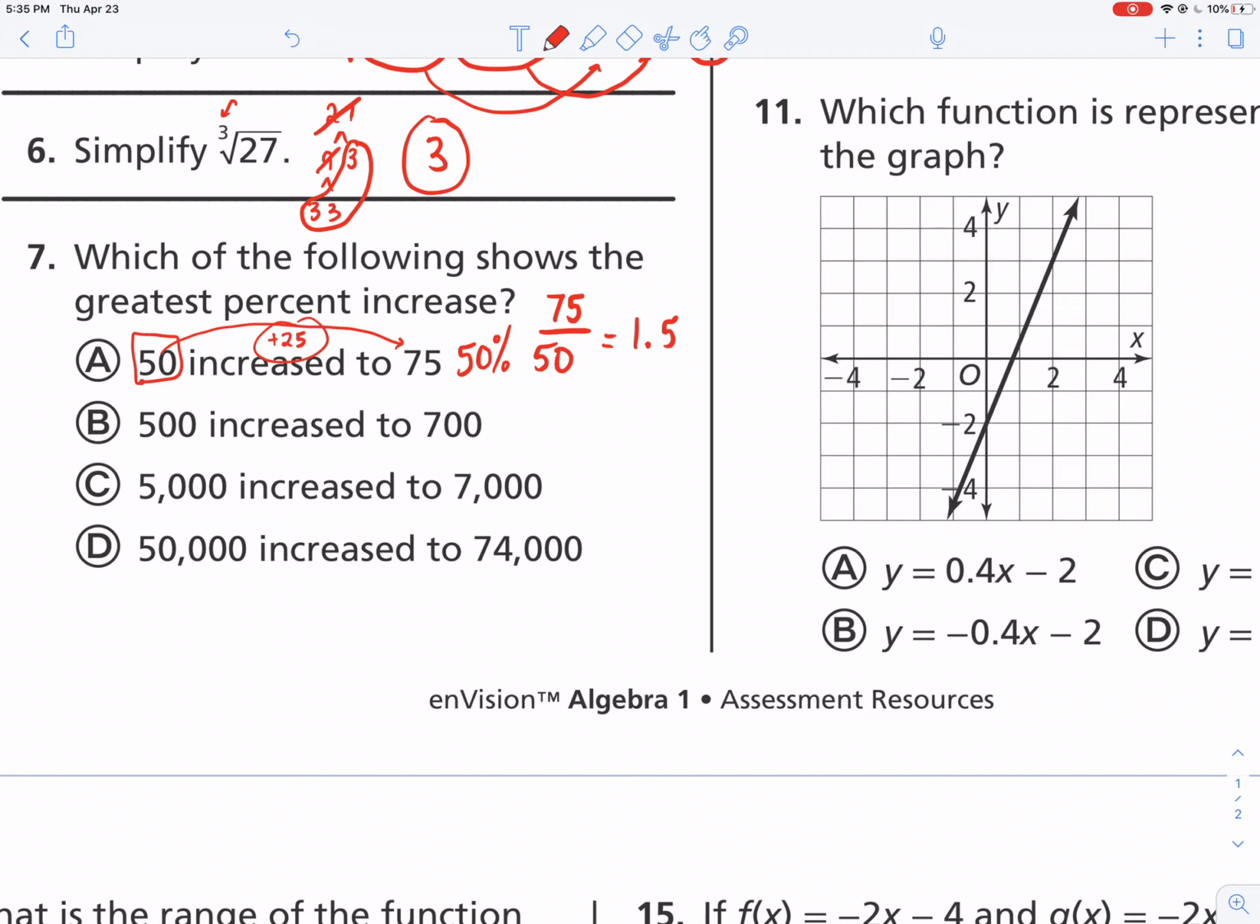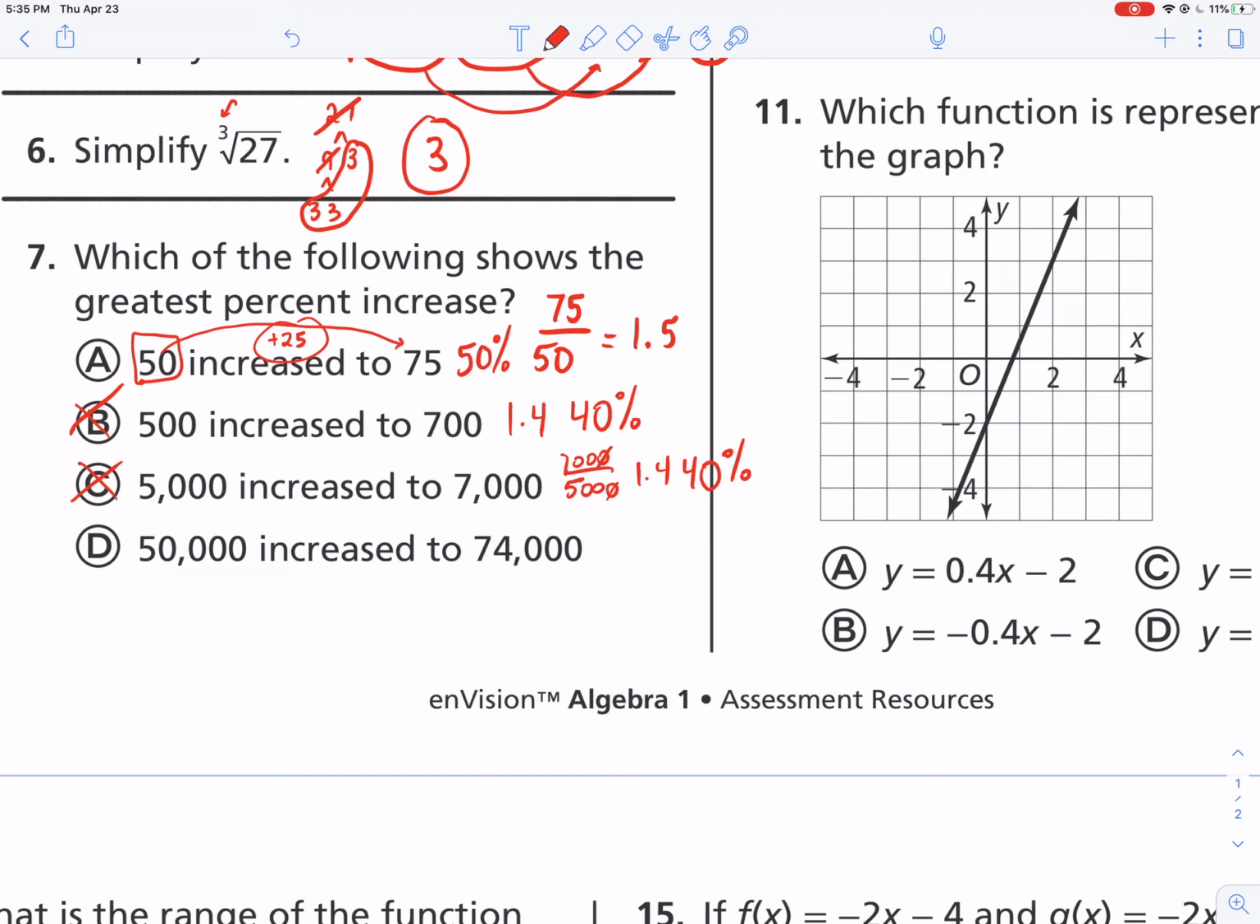And so we want to see which one has the greatest percent increase. So then I'm going to do 700 divided by 500. And that's going to give me 1.4, which means it's a 40% increase. So we already know that that one's less. If I do 7,000 divided by 5,000, okay, think of it this way. We could go through and simplify them, cross off our zeros, and it would be the same as our 700 and our 500 one that we did before. So we end up with 1.4 again. So again, it's a 40% increase.